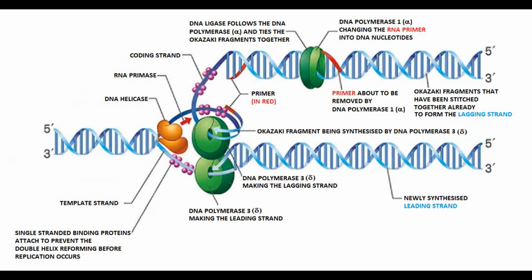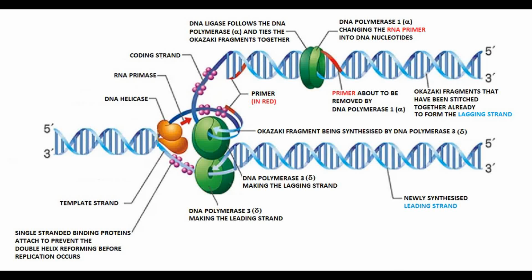Next, RNA primase inserts an RNA primer at the 3' end on the template strand and on the exposed 3' nucleotide of the coding strand. The RNA primer is an oligonucleotide synthesized by the RNA primase using RNA nucleotides.